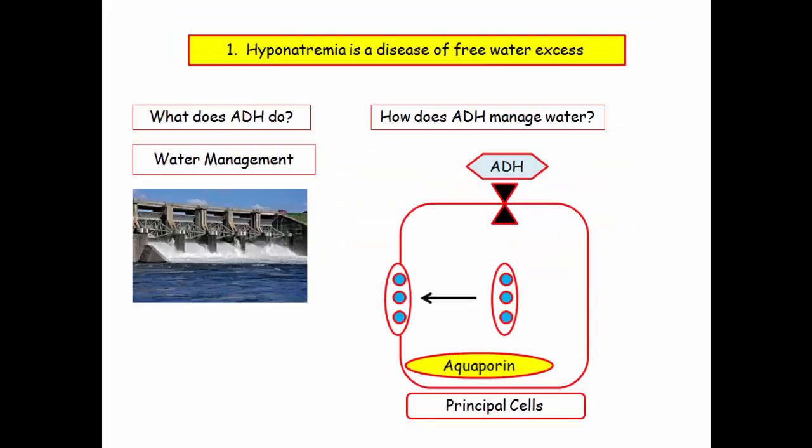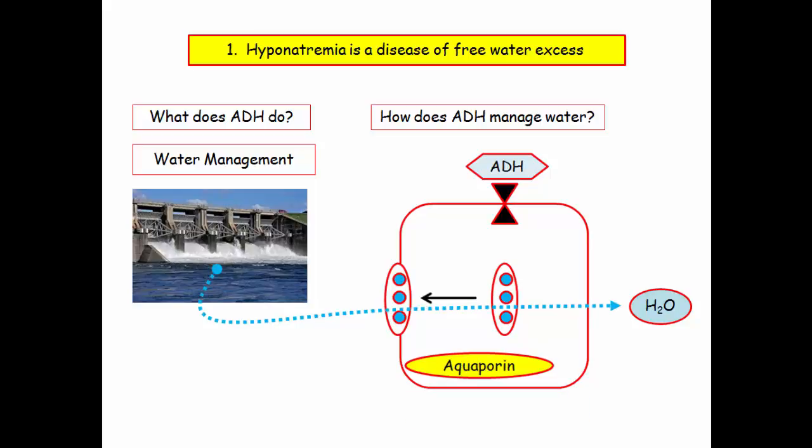So why is there an excess of free water? A quick review of ADH will get us there. So what does ADH do? It manages water. Really, that's all it does. How does it manage water? ADH binds to a G-linked protein receptor, inducing the synthesis of the aquaporin channel. Aquaporin, which is a great name, a pore for aqua, inserts into the tubular lumen apical surface of the principal cell. Voila! Water is absorbed.